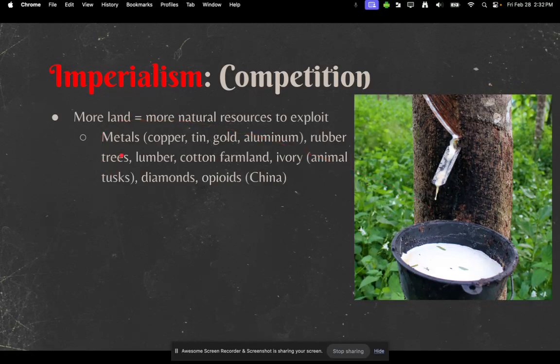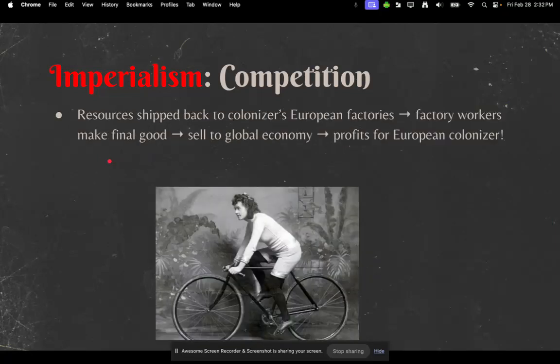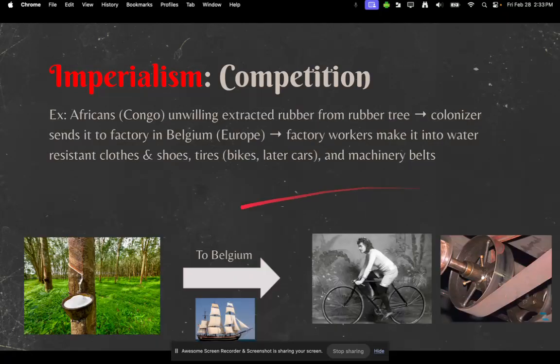There are also things like metals like copper, tin, gold, aluminum, rubber trees, lumber, cotton farmland, ivory, which is animal tusks, diamonds, and opioids, specifically in China. So, resources from these colonies would be shipped back to the colonizers' European factories. Those factory workers would make the final good. Those goods would then be sold to the global economy, which meant profits for the European colonizers.